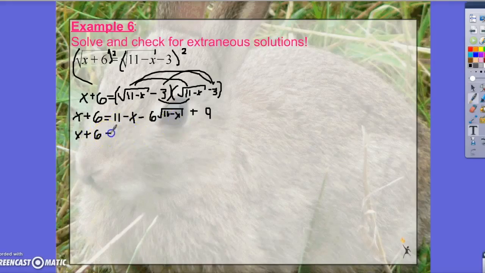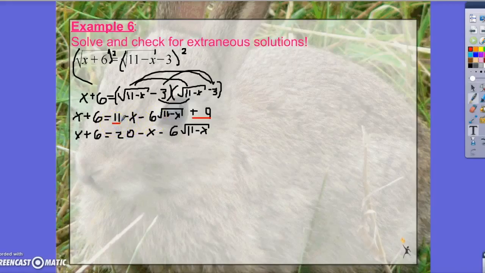11 plus 9 is 20 minus x minus 6 root of 11 minus x. Now you'll notice here that I just combined the 9 and the 11.